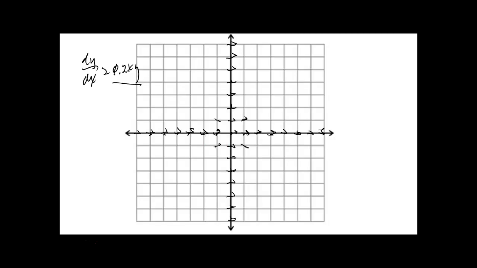Pick another one. 2, 1. What would that be? 0.4. So that's twice as positive. Okay? Like this. Down here it would be negative 0.4. Down here, positive 0.4 again, and negative 0.4 again. Okay? How about 1, 2?